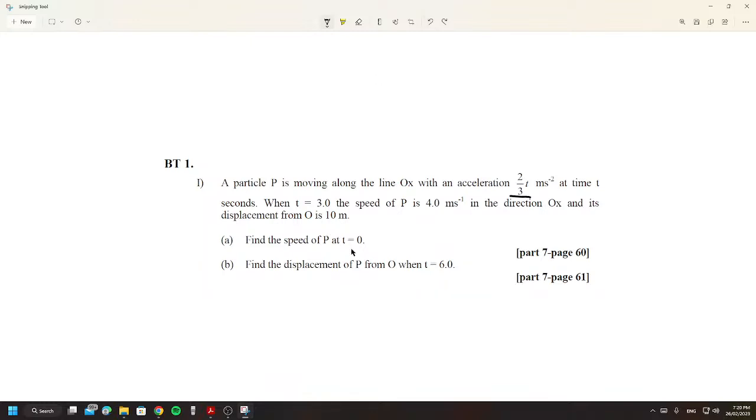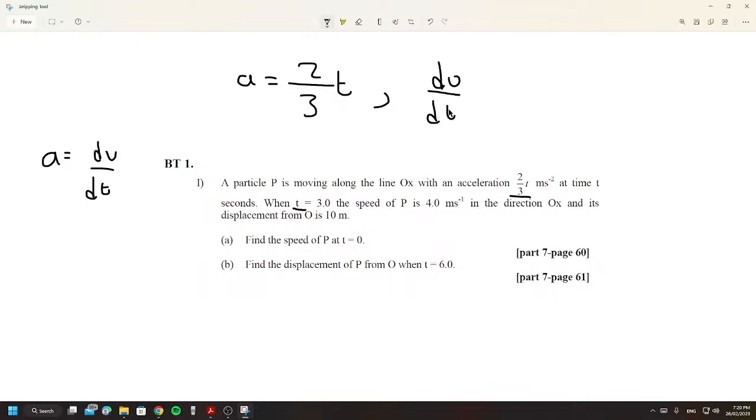So find the speed of p at t equals 0. We know that acceleration here is equal to 2 over 3 t, right? Here we're given t, so we know acceleration in this case is dv over dt. So therefore we can say dv over dt equals 2 over 3 t.